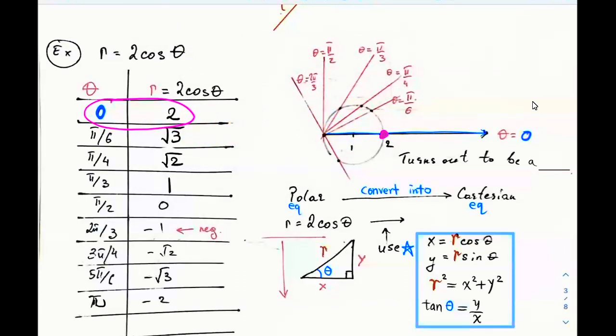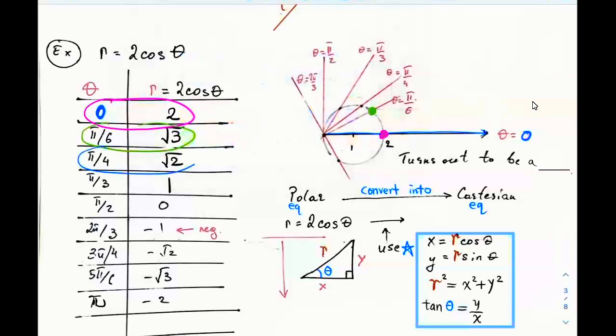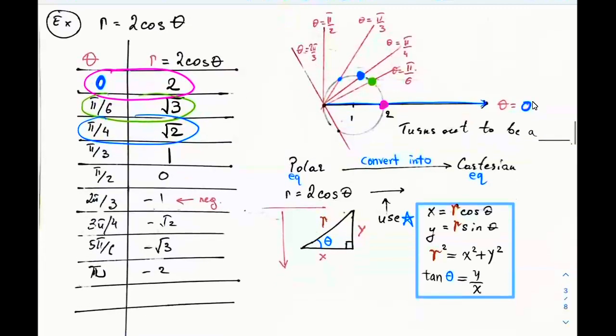Okay, the second one, I will locate this. So theta is pi over 6, and then r is root 3. I locate this point over here. Okay, and then the next one continues this way. I kind of ran out of colors. So this one over here is this one over here, and then you get the idea. I continue this way, I get this one, and then I got pi over 2.